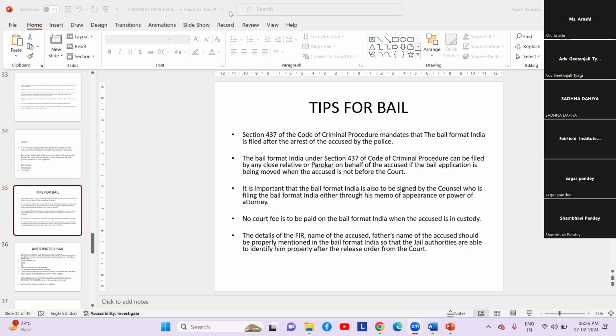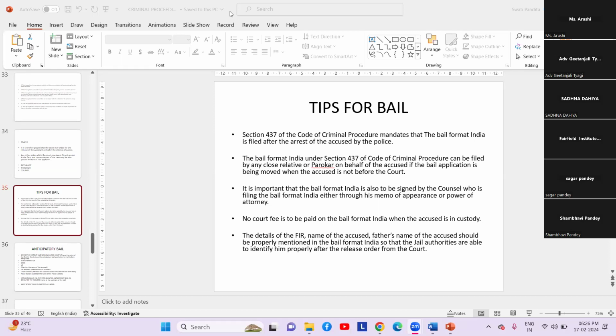This is how we move forward. There should be an arrest, only then we will file a bail. If no arrest has been made, we don't need to move forward with the bail. So the arrest is very important.